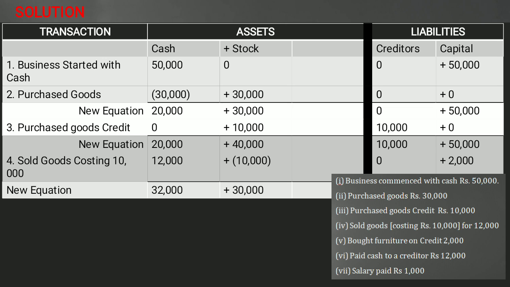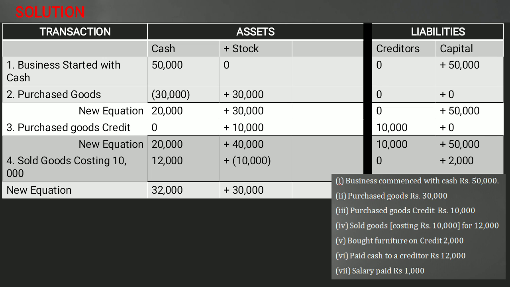In this transaction you can check after the third one. Here we have sold goods costing 10,000 and we are selling them for 12,000. Cost was 10,000 but we are selling it for 12,000. So this transaction will help us increase our cash by 12,000. You can imagine in the business, if we are selling goods at 12,000 and its cost was 10,000, definitely there is a profit of rupees 2,000.